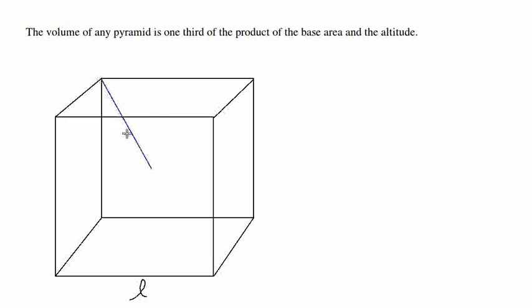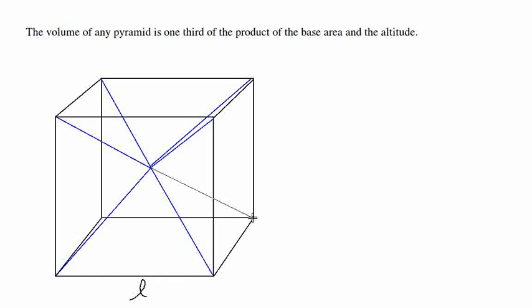So I'll draw the upside down pyramid that has its base forming the top face of the cube. All right, see that? And then there's another pyramid whose base is the bottom of the cube. Okay, and so I hope you can see how 6 identical pyramids form the cube of length L.